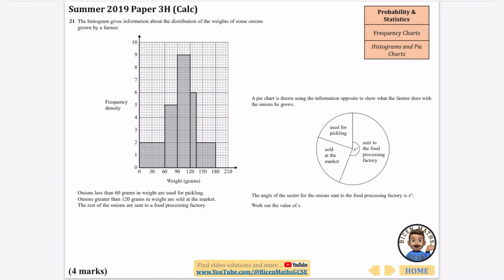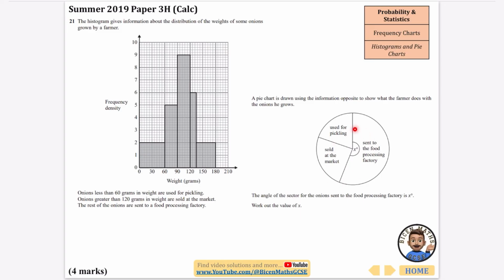Histogram gives information about the distribution of the weights of some onions grown by a farmer. Onions less than 60 grams in weight are used for pickling. Onions greater than 120 grams are sold at the market. The rest of the onions are sent to a food processing factory. A pie chart is drawn using the information opposite to show what the farmer does with the onions that he grows. The angle of the sector for the onions sent to the food processing factory is x degrees. Work out the value of x.